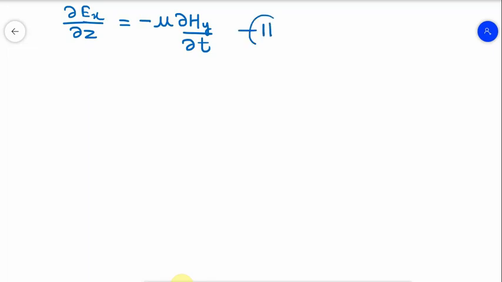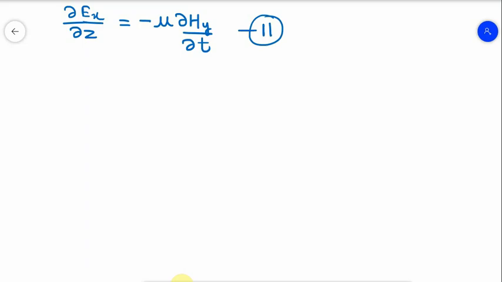So simply we can write del Ex upon del z equals to minus mu del Hy upon del t. So this is your equation 2.